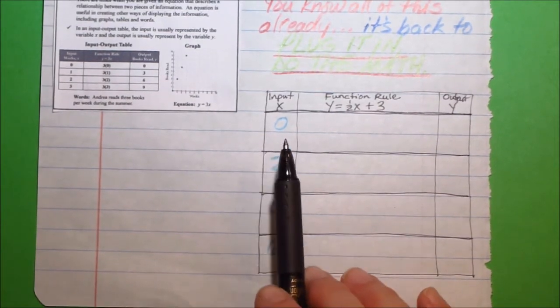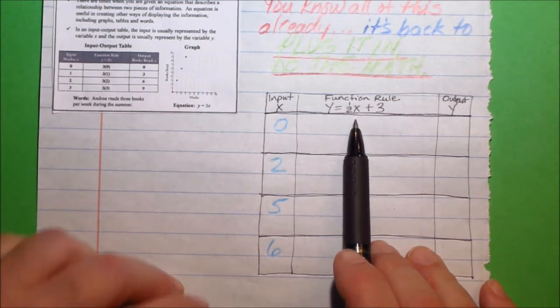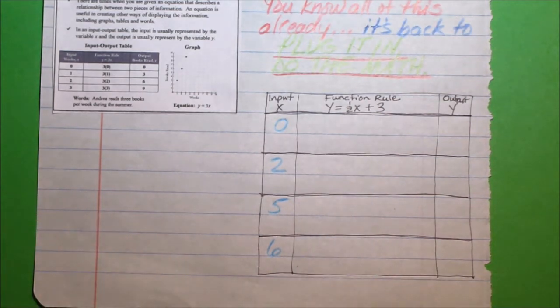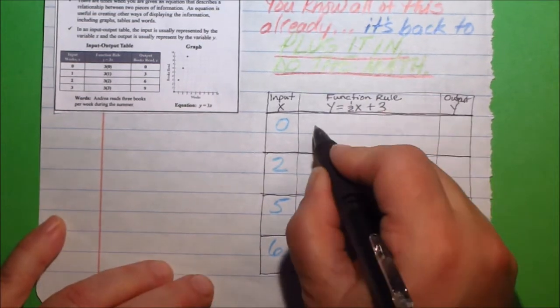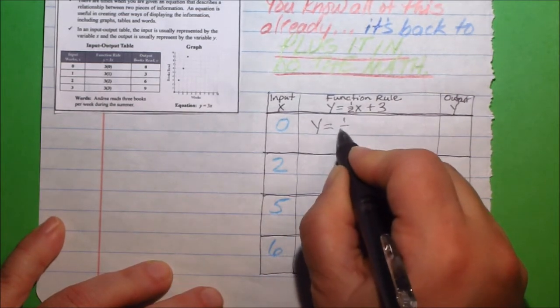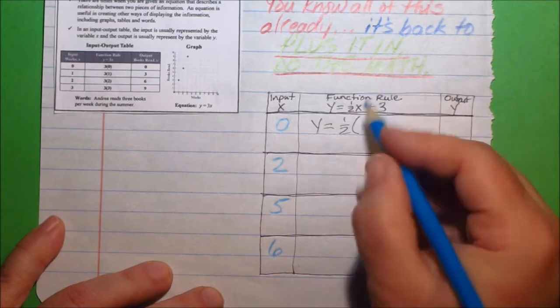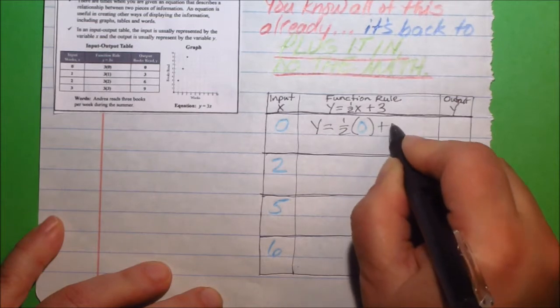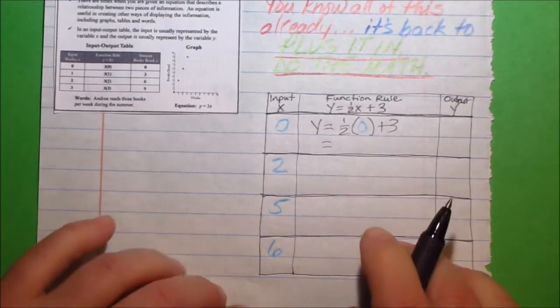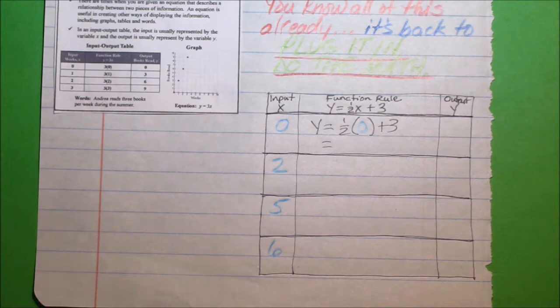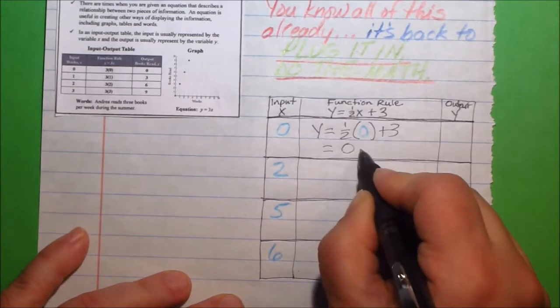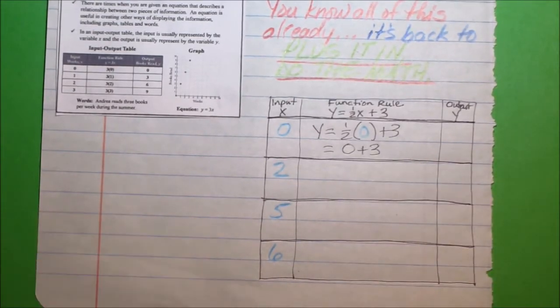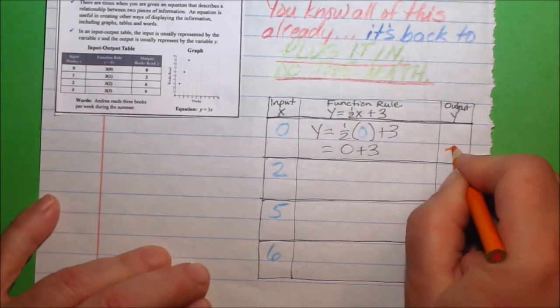We've taken whatever the value is for X, we plug it into the equation where we see X, and solve for Y. And then Y is our output we put in this column over here. So let's see how that works. So Y equals 1/2 times, what is X? Well, this time it's going to be 0 plus 3. All right, so remember your PEMDAS rules. You have to do your multiplying before you're adding. And what's 1/2 times 0? Well, anything times 0 is 0. And 0 plus 3, bring down the rest. So what's 0 plus 3? Well, it's going to be 3.